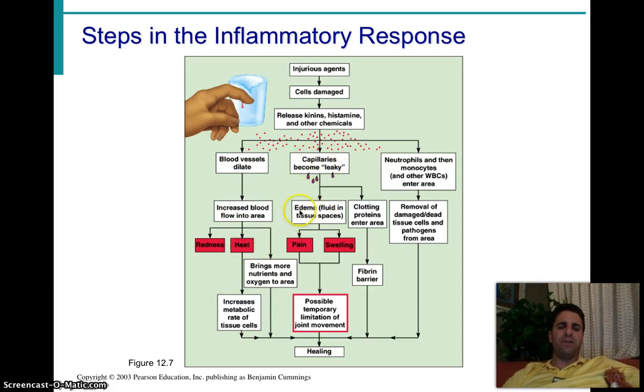Capillaries become leaky, which increases fluid. That's what edema means, increase of fluid in that space, which causes swelling and can also cause pain, and then potentially temporary joint immobility, or limited movement, so that you can heal. Trying to minimize the additional damage you'll do by moving it around. That's the point. It also allows clotting proteins to enter to create the barrier that is fibrin, that's hemostasis, as you saw. And we talked about neutrophils and macrophages previously. So that's the inflammatory response and why.